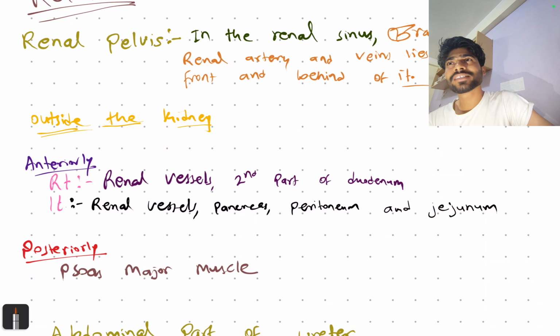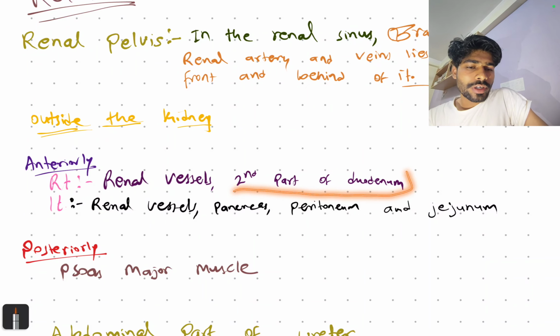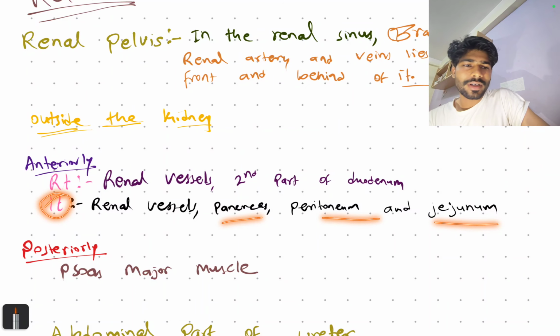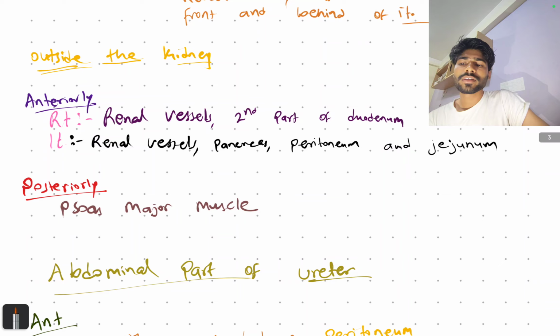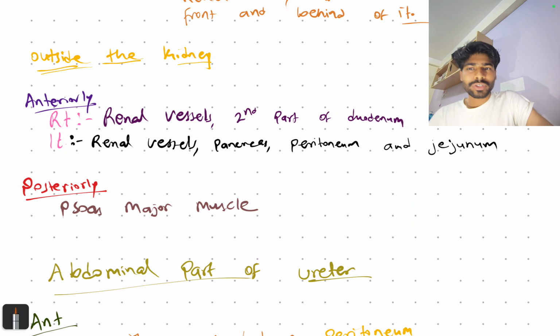In the anterior relation, there is a difference between the right and left kidney. In the right kidney, we have renal vessels, and in the left kidney as well we have renal vessels. But the second part of the duodenum is only an anterior relation to the right kidney, and the pancreas, peritoneum, and jejunum are related to the left kidney. So these are the anterior relations of the right and left kidney in the part below the renal pelvis and before the ureter proper starts. Then there is the psoas major muscle posteriorly. These are the two relations which we need to remember outside the kidney. All right.